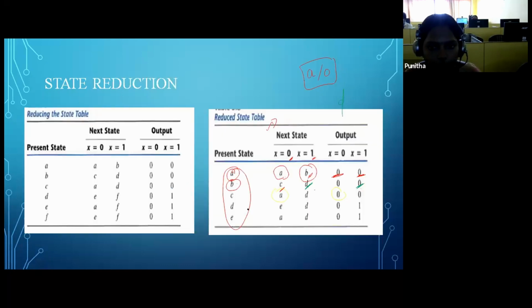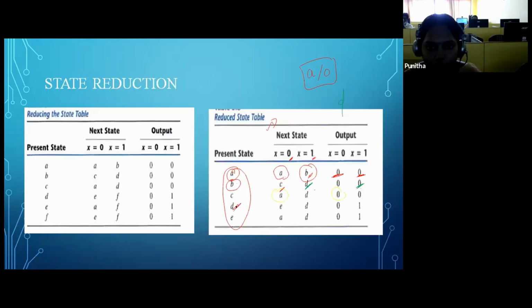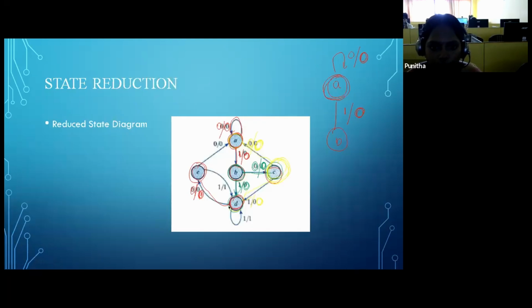Next, we will look at the next state D. If I apply 0, what will be the next state and output? E0. If I apply 0, the next state is E and the output is 0. If I apply 1 to the same state D, the next state is D and the output is 1. D1.